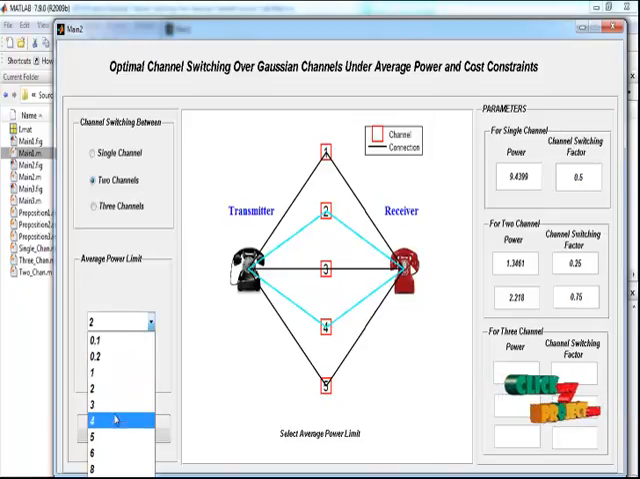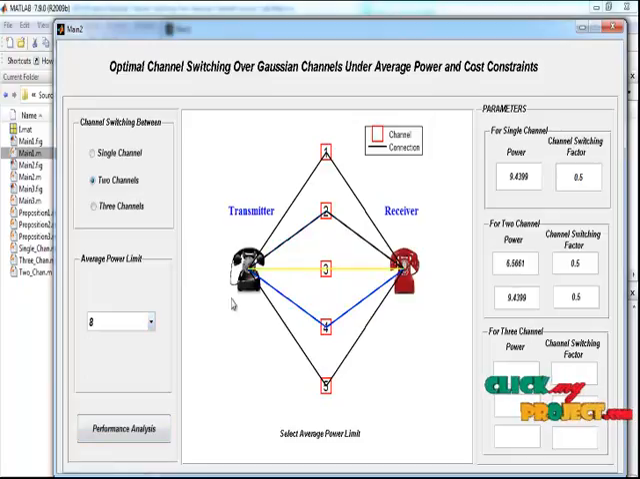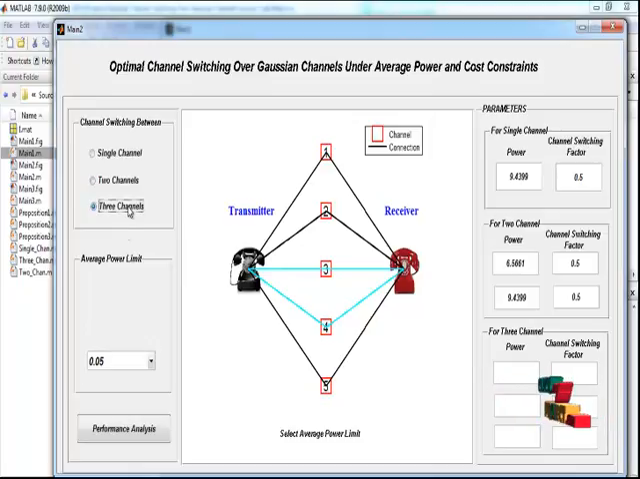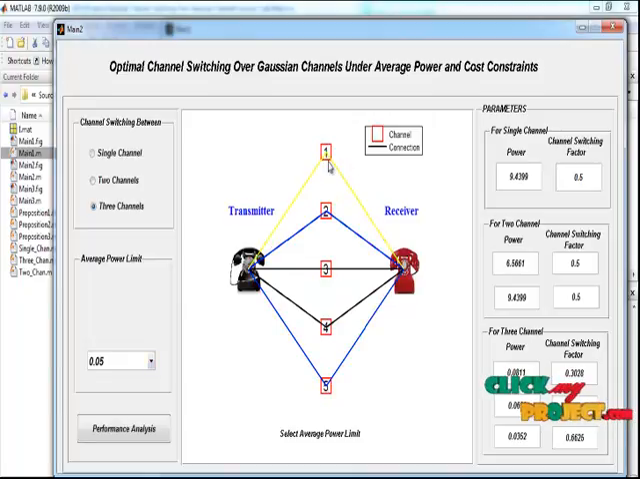Now changing the value of the power limit for two channel communication. Here performing the operation for third and fourth channel, we got the power and channel switching factor. Now performing three channel communication. Here we have to select the average power limit. The average power limit is 0.05, and by pressing 0.05 we perform the channel switching operation via first, second and fifth channel. We got the power and channel switching factor.